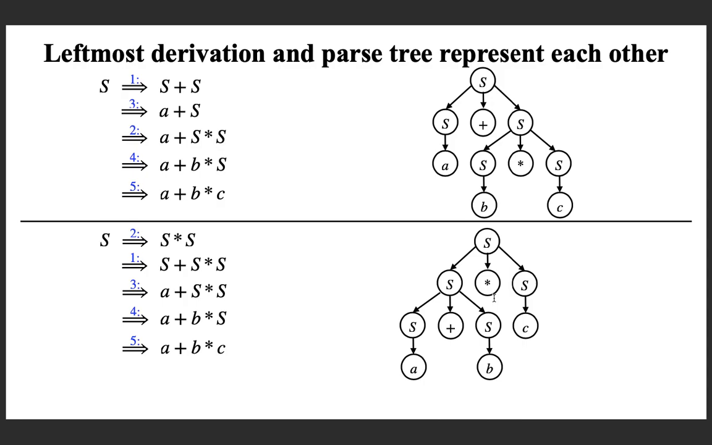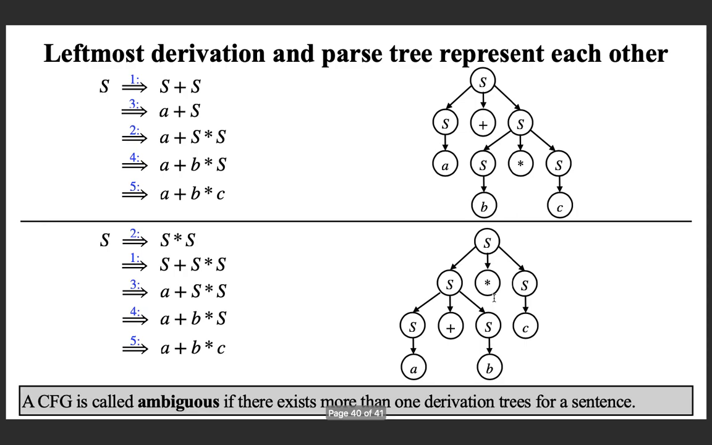So if you have two different leftmost derivations, it's very clear you have two different parse trees. So you can define ambiguity in terms of parse trees as well. Now you can say that a context free grammar is called ambiguous if there exists more than one parse tree or derivation tree for a sentence in the language represented by the grammar. So here you have two parse trees, so the grammar is ambiguous. And if you have two parse trees, definitely you will get two different leftmost derivations and vice versa.